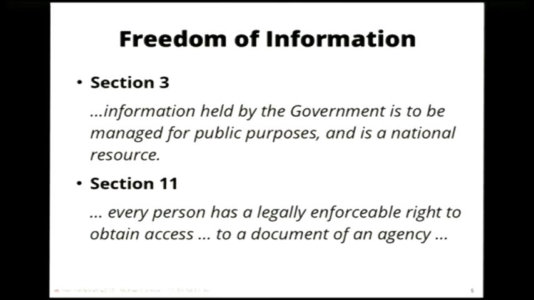These are two sections, or parts of sections, from the Commonwealth Freedom of Information Act. They really embody the purpose and intention of the legislation. Firstly, that information held by the government is to be managed for public purposes as a national resource. That's really fundamental to what I'm going to be talking about continuously, and that is that government information is created by taxpayers or created using taxpayer money and should be available as a national resource. And that is embodied here.